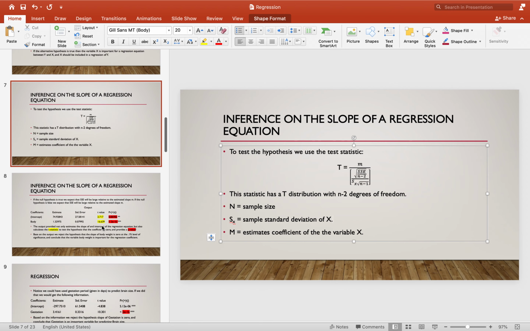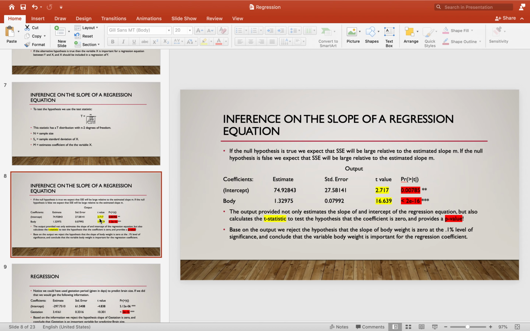So going back here, I've highlighted your t values. These are the p-values, 2 times 10 to the negative 16th for body and 2.71 for the intercept. And notice if the null hypothesis is true, we expect that SSE will be large relative to the estimated slope. So SSE is important for trying to determine how good your model is, whether you expect the null hypothesis to be true or false.